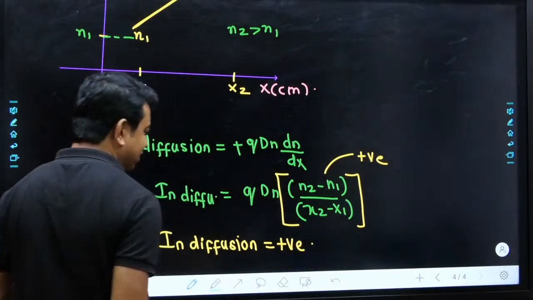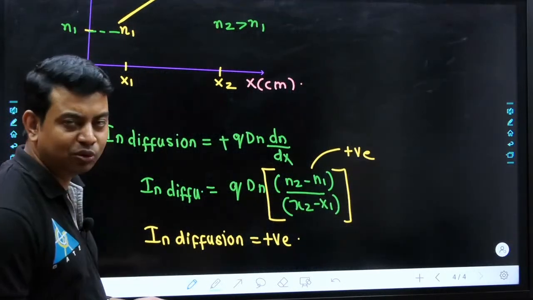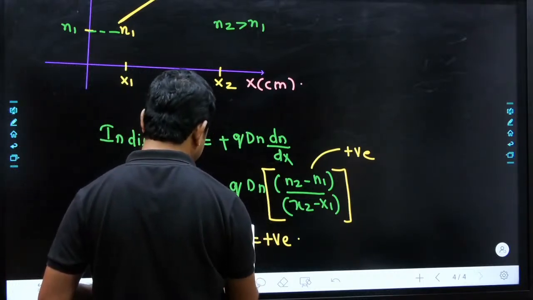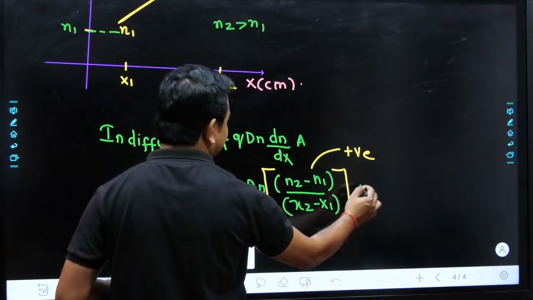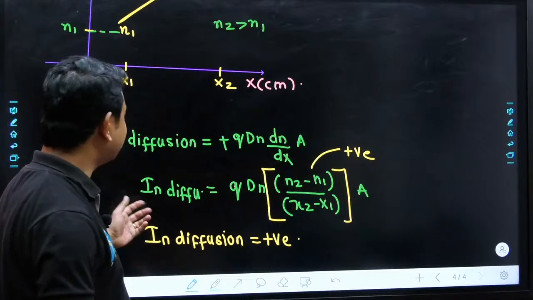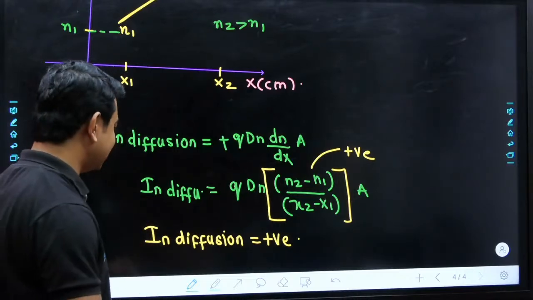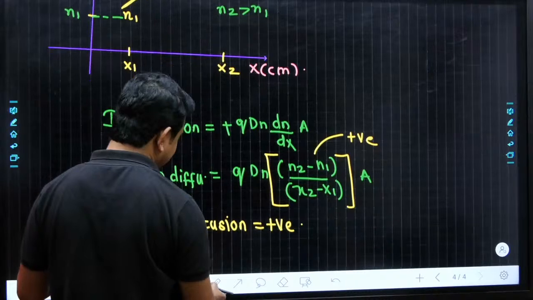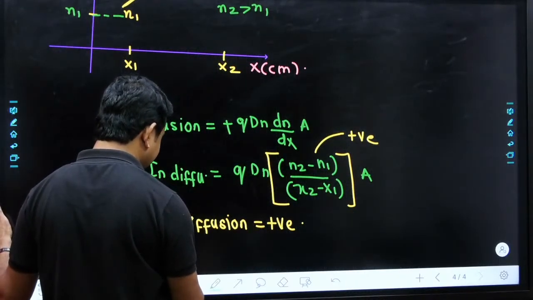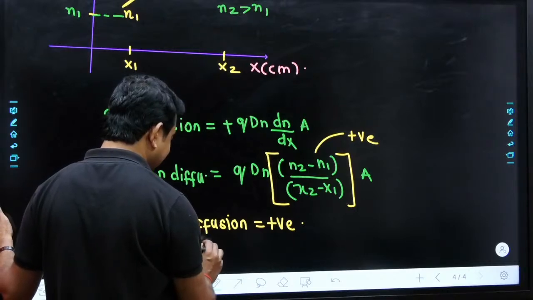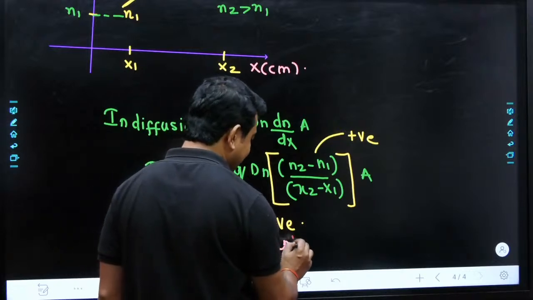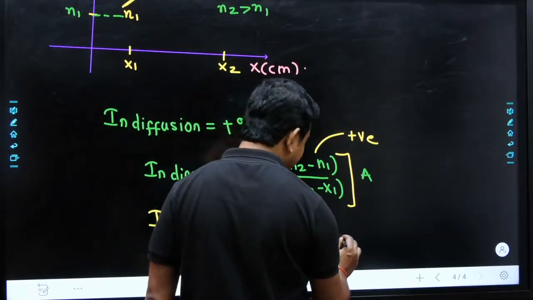What does this positive value of diffusion current represent? I have to multiply the cross-sectional area A also, otherwise you will have great confusion here, because I am discussing the diffusion current, not the diffusion current density. So this positive sign resembles what? The direction of conventional current is the positive x direction.